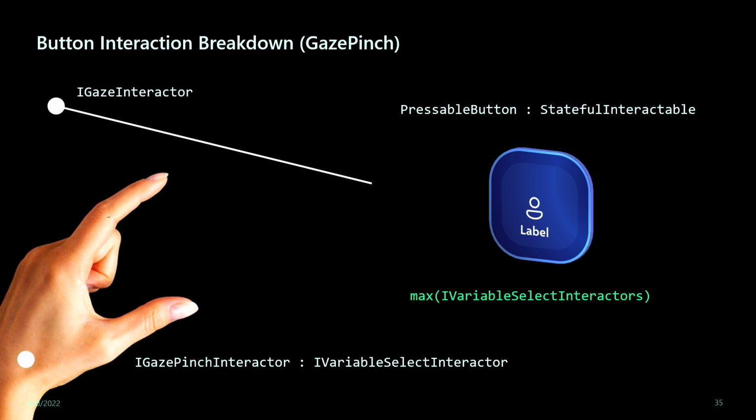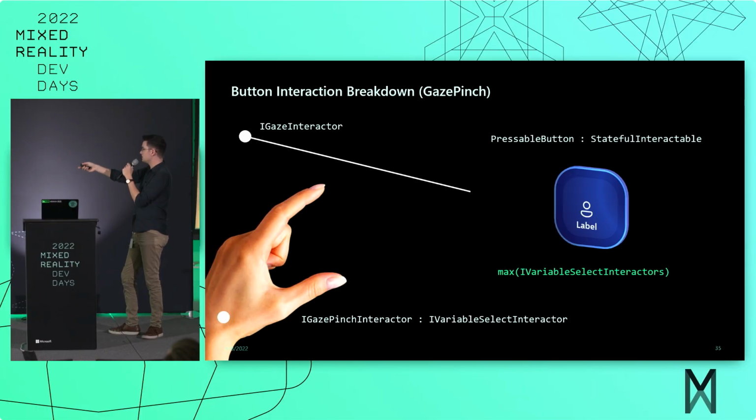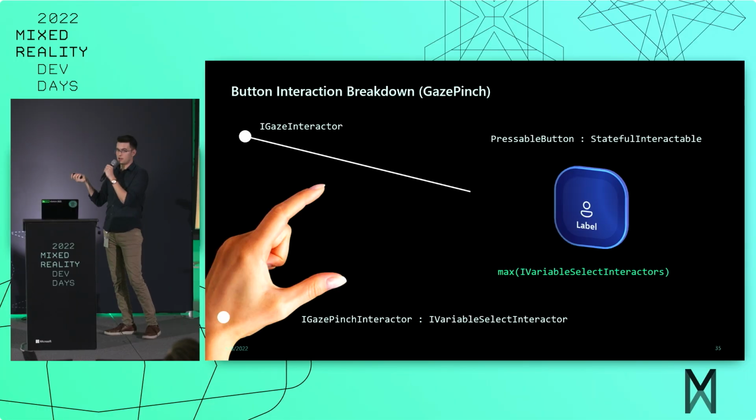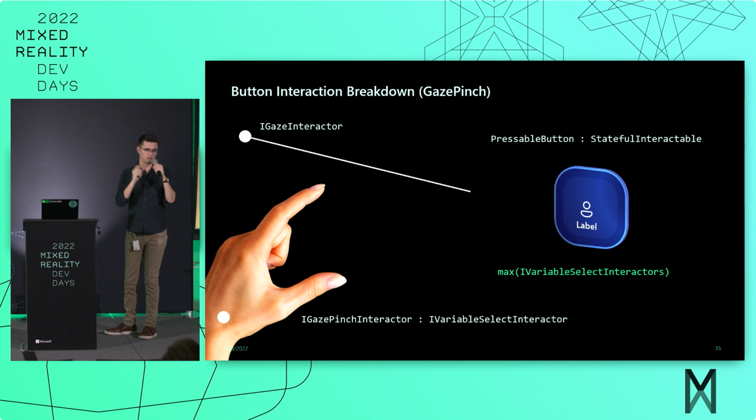But how do you do this whole thing where I'm halfway pinched? The way this works is we have an interface called a variable select interactor, and your own interactors can implement this interface. It's really tiny. It's just a select progress property. In stateful interactable, the selectedness of the button is just the max of all of the select progresses of each individual variable select interactor. Your gaze pinch interactors are variable select because of the pinch, but your ray interactor is also a variable select interactor because of the analog trigger or because of the air tap.